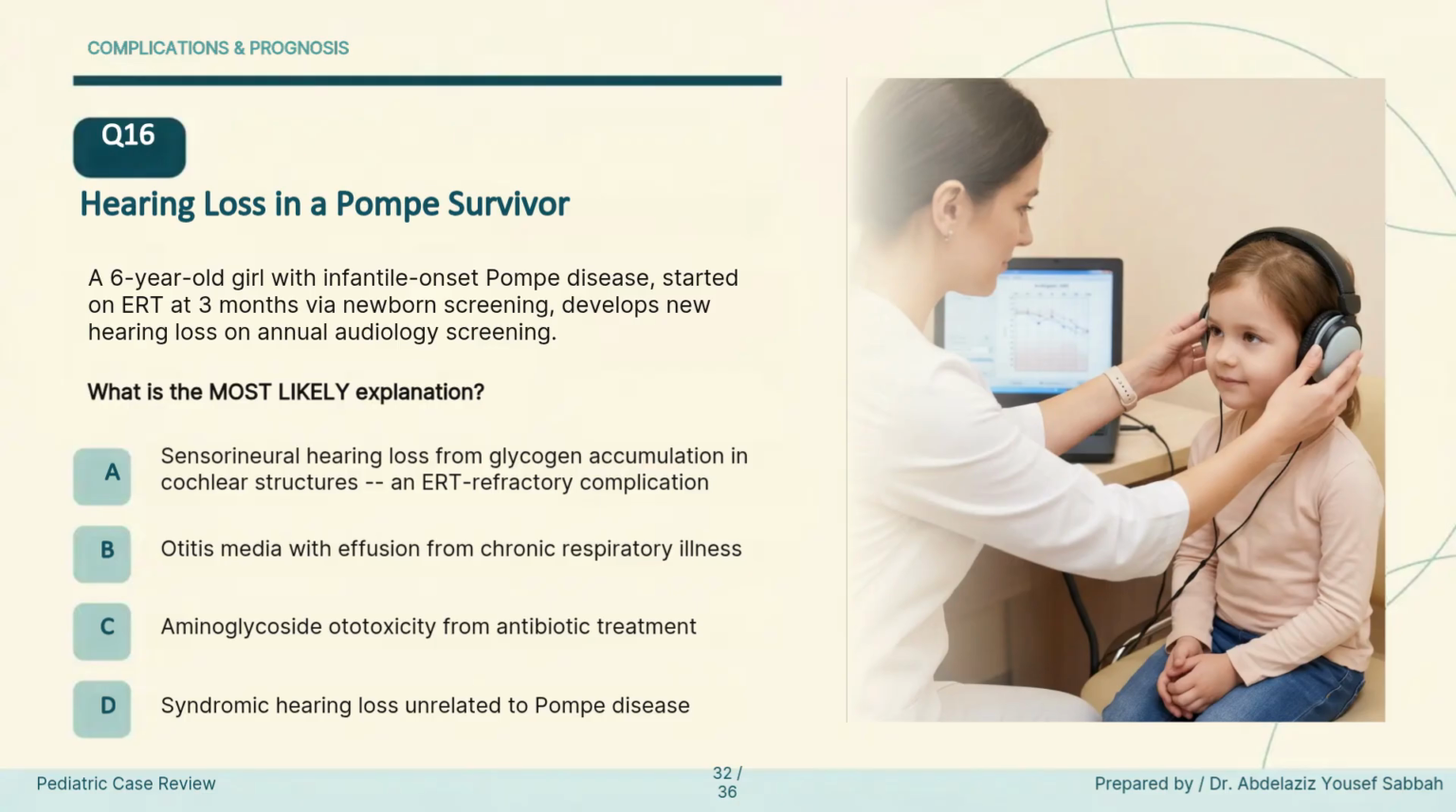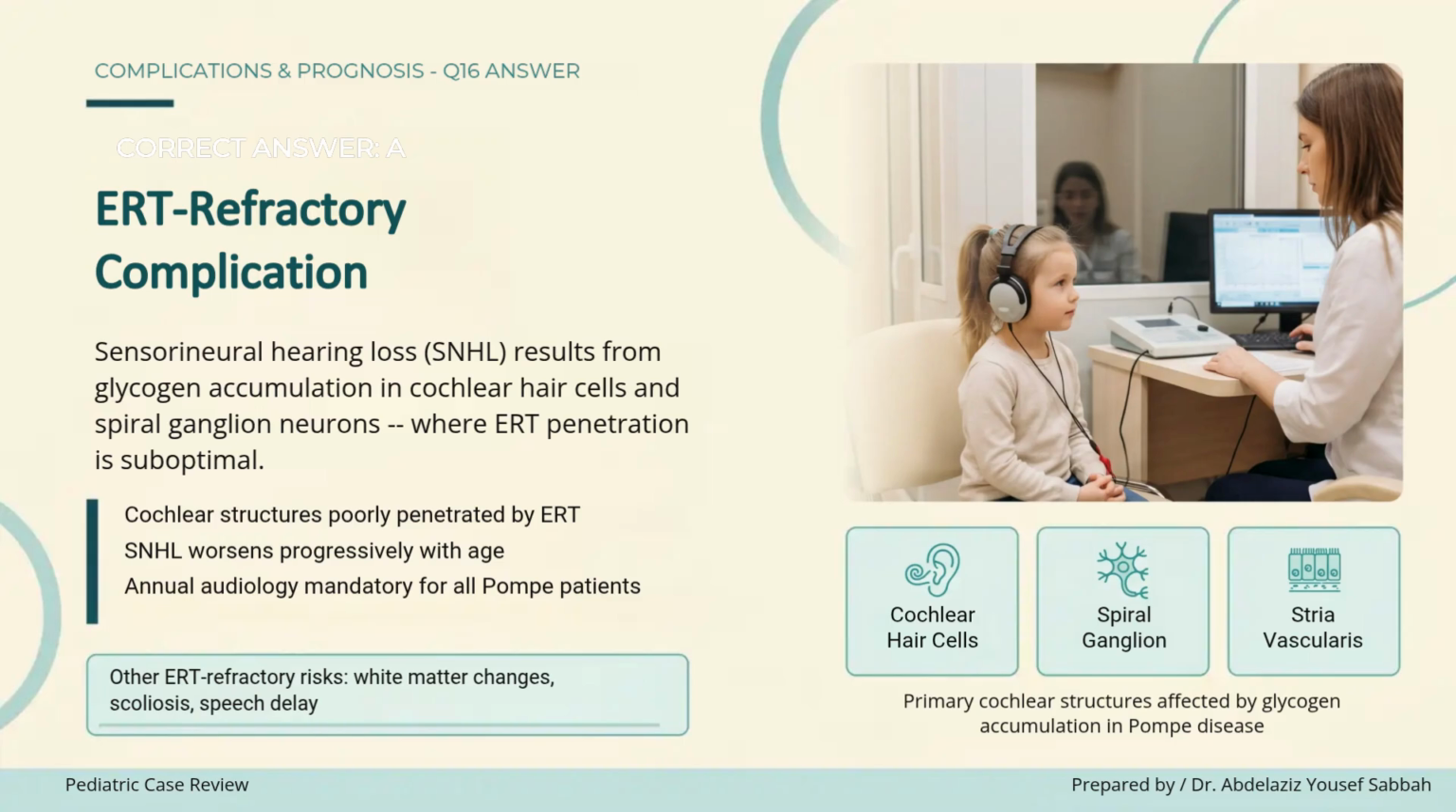Question 16. A 6-year-old girl with infantile onset Pompe disease started on enzyme replacement therapy at 3 months of age through newborn screening, develops new hearing loss on annual audiology screening. What is the most likely explanation? Option A, sensory neural hearing loss from glycogen accumulation in cochlear structures, an enzyme replacement refractory complication. Option B, otitis media with effusion from chronic respiratory illness. Option C, aminoglycoside ototoxicity from antibiotic treatment. Option D, syndromic hearing loss unrelated to Pompe disease. The correct answer is option A.